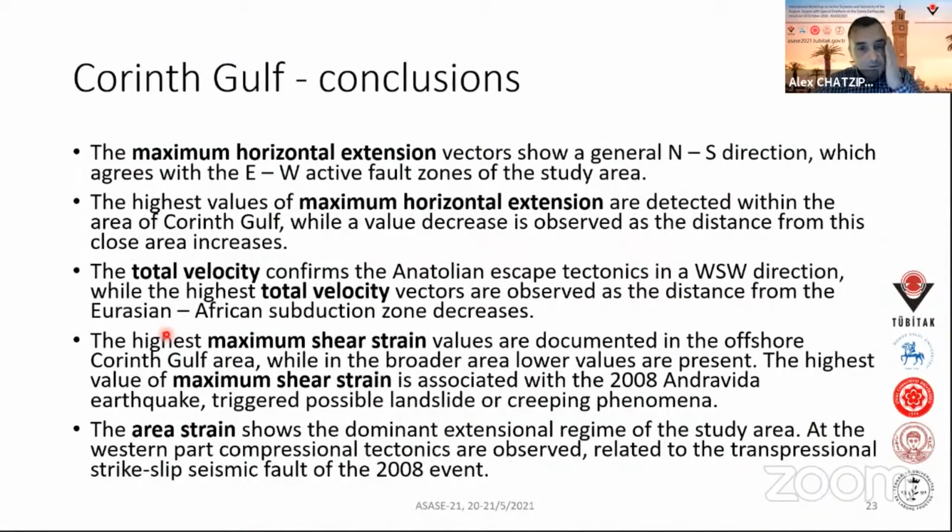Let's move on to the conclusions for Corinth Gulf before we move to the next area. This shows a local differentiation of values. Most of them are consistent with the general model. However, if you dig into the data, you can see that there are some smaller areas of specific interest, and especially the 2008 event is completely changing the overview of the area.